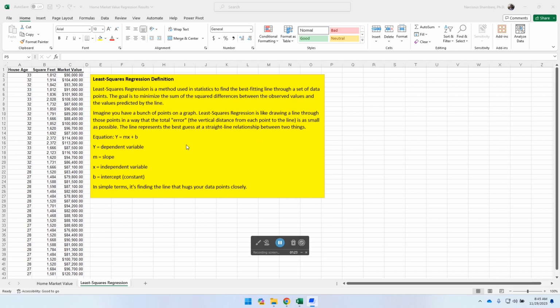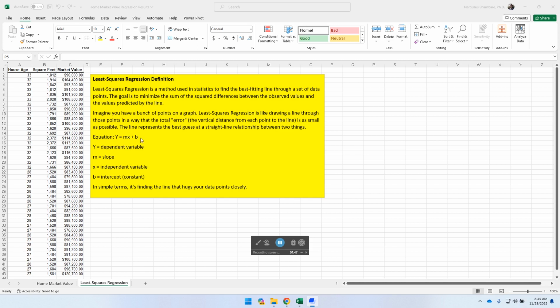In other words, for lack of a better term, we want to find a line that hugs your data points closely. Now, using the scattergraph, we'll also be able to derive the equation, which is the linear equation y is equal to mx plus b, so the conventional linear equation.